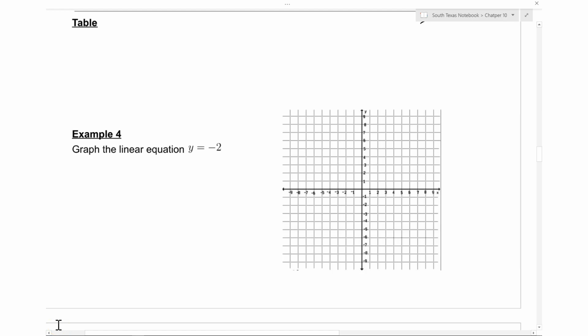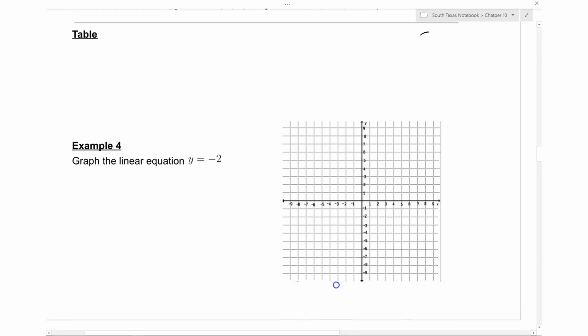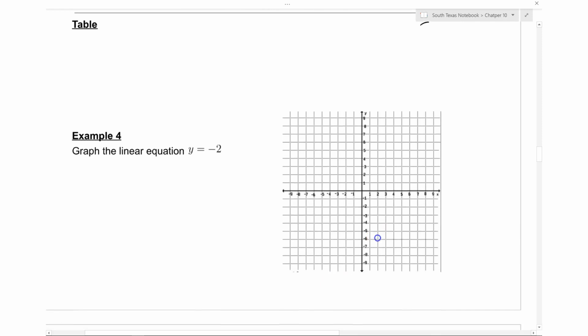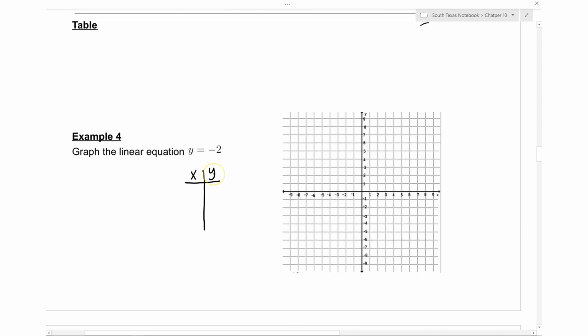Now for example 4, we have y equals negative 2. And you notice there is no x. The value of x is not included in this equation, so it isn't a typo. It is y equals negative 2. So we're going to create a graph of y equals negative 2. We write negative 2 for y. And just like I said in class, you can use any x value. So I'm going to use 0, and I'm going to use 4.